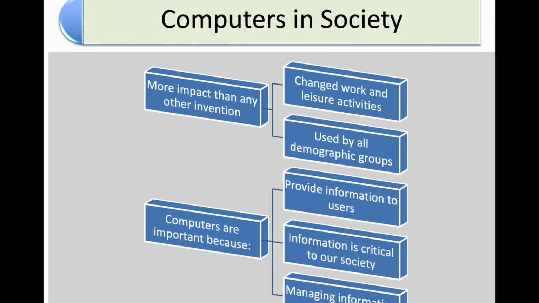So what are the benefits of computers in society? They have more impact than any other inventions. They have changed work and leisure activity. People are sitting in their homes, using computers and doing online jobs and online transactions. You can use computers for many different tasks, from the dishwasher to any complicated task, to make your life easy.